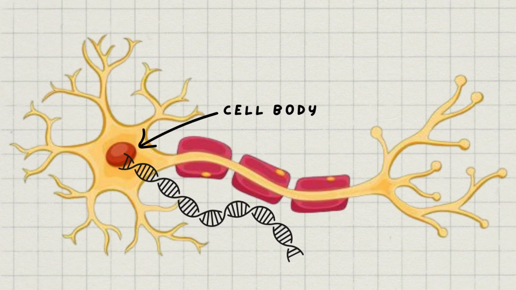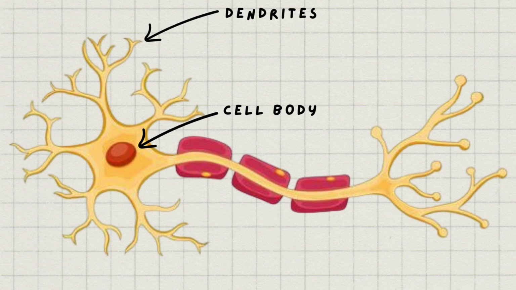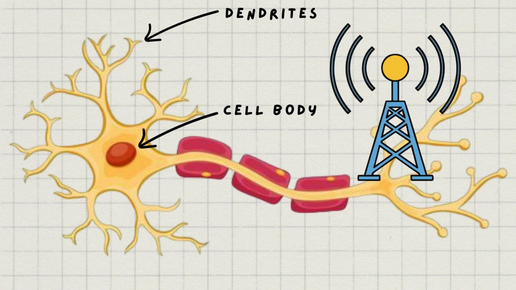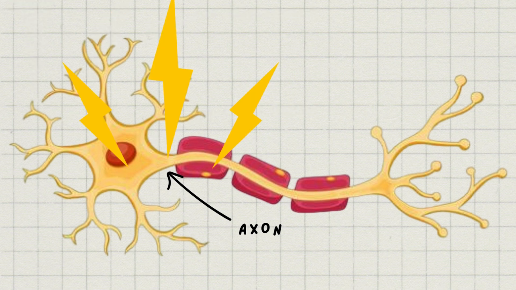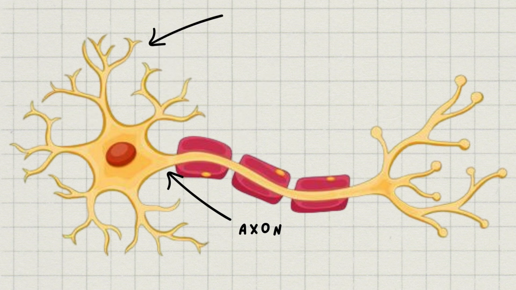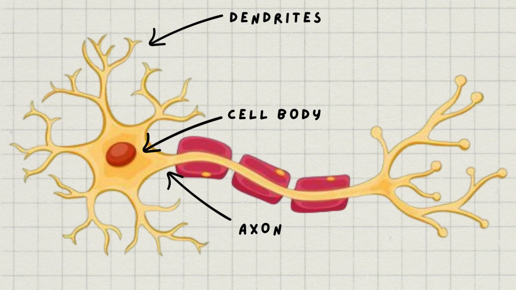So first there's the cell body, which contains the DNA, and then there's dendrites, which receive signals from the other neurons, and then there's axons, which transmit outgoing signals from the neuron to other cells. And so dendrites and axons are really important for neurons to communicate with each other.